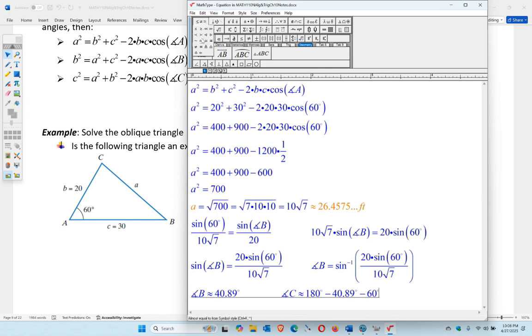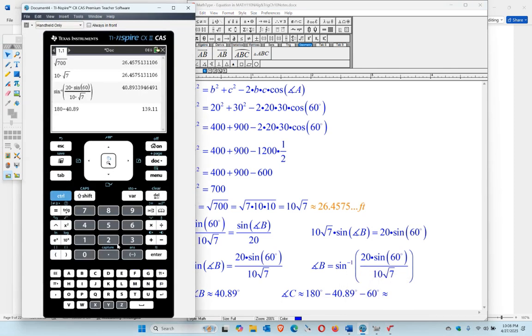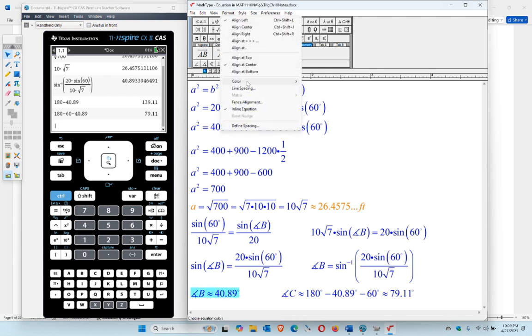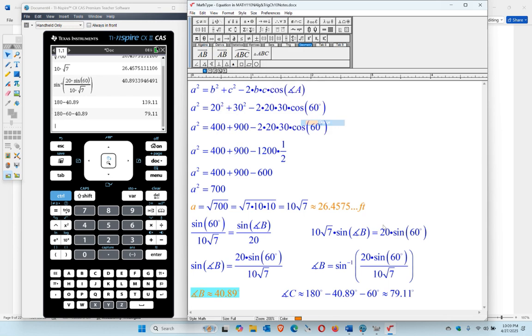Which would be approximately 180 minus 60 minus 40.89, so 79.11. So that's my angle B. And this is my angle C.